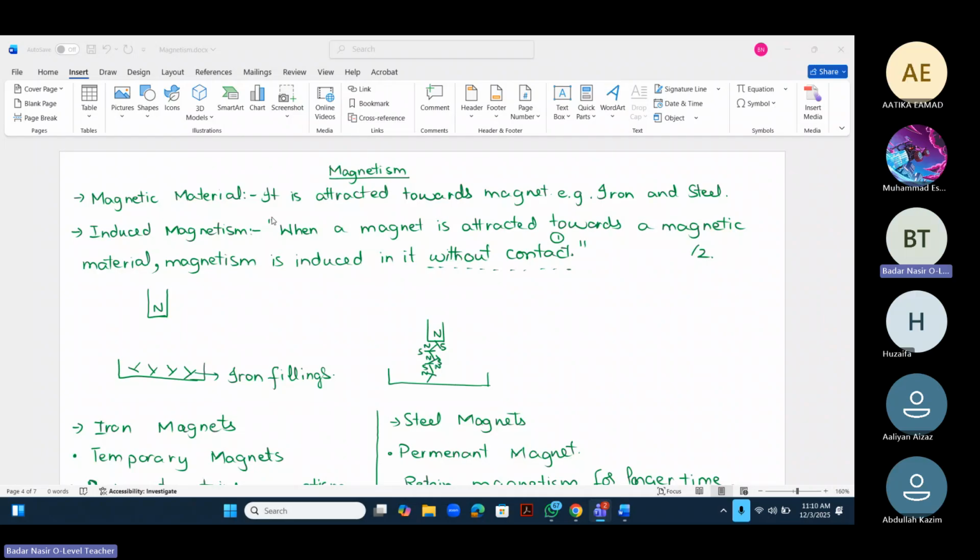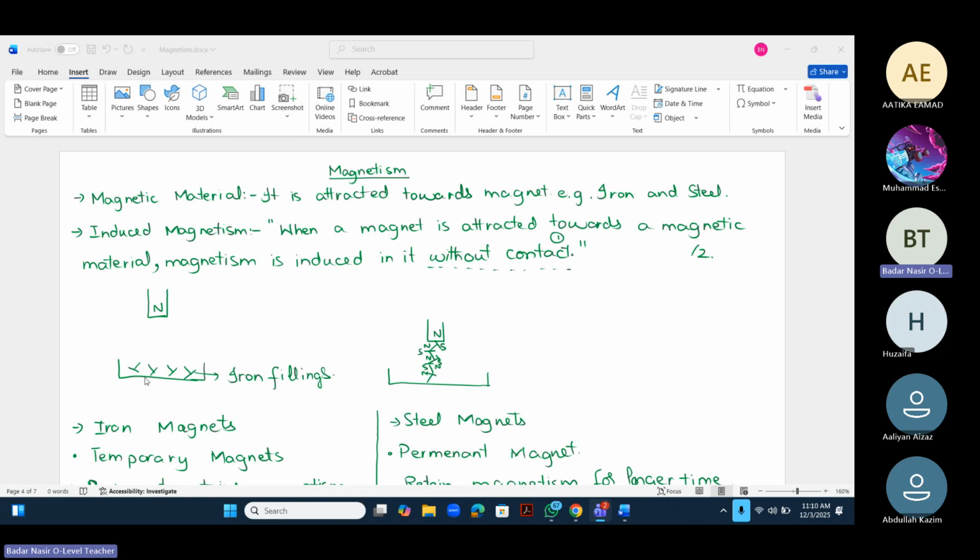So magnetic materials are those materials which are attracted towards a magnet. What is induced magnetism? When you bring a magnet closer to a magnetic material, the magnetic poles are induced in it. This is called induced magnetism.